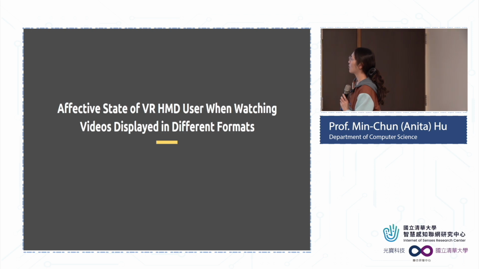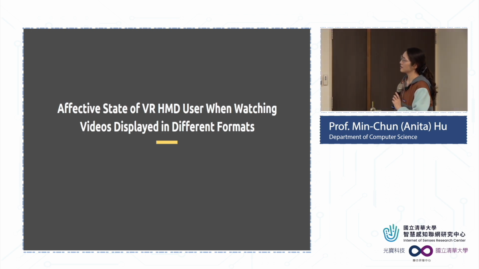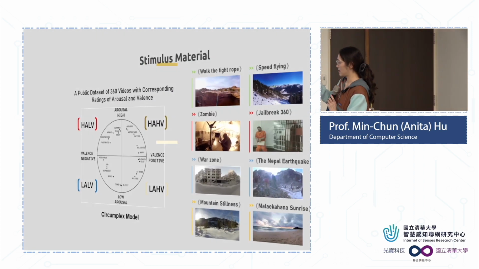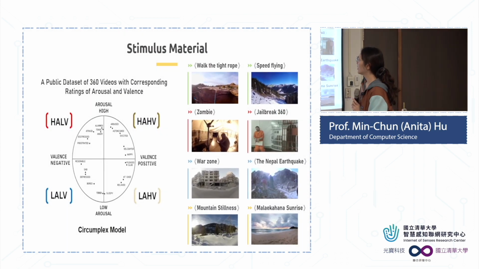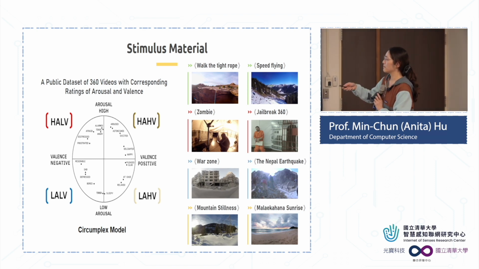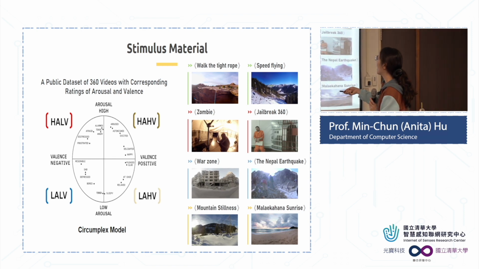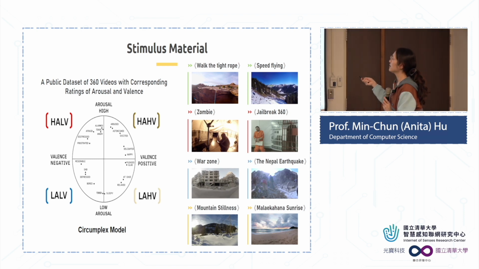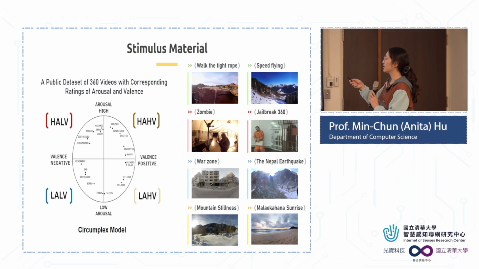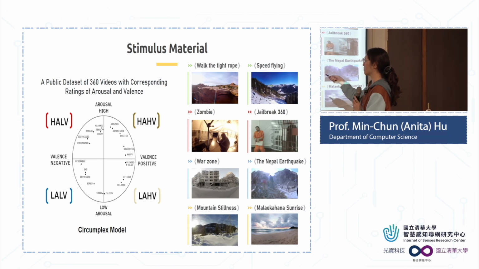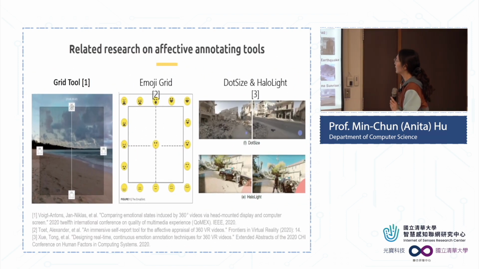And the second work is about the affective state of VR HMD users when they are watching videos displayed in different formats. For example, we already mentioned that we can use the emotion model to label the emotion of the data. Okay, for example, given a video content like this, then we can display the video content in VR space and let the user label their current emotion based on the 2-dimensional space. Okay.